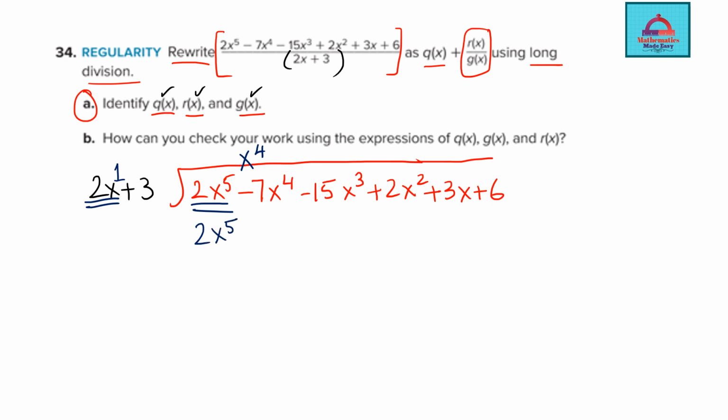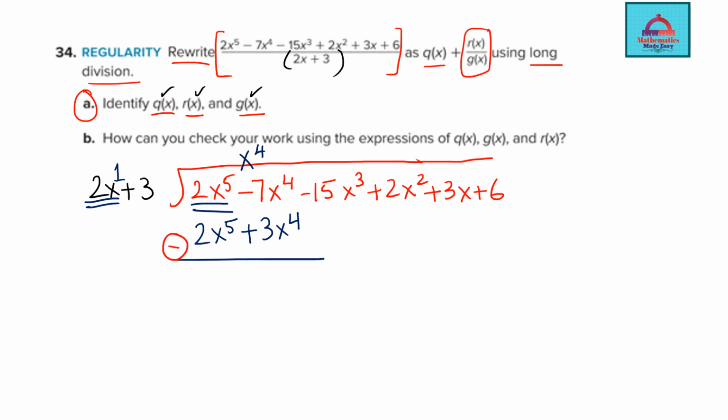How do we get this? 2 multiplied with 2x multiplied with x to the power 4 gives you this. But then this x to the power 4 will also multiply with 3. So what will it give? Plus 3x to the power 4. Now I write this below this because these are like terms, both have x to the power 4. Now we are going to subtract the two, and when I subtract, sign changes.